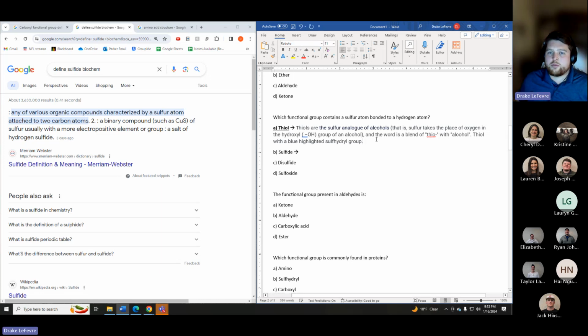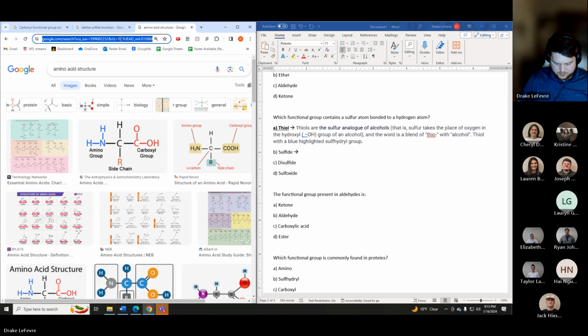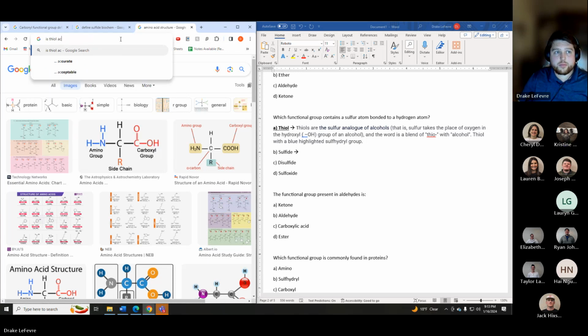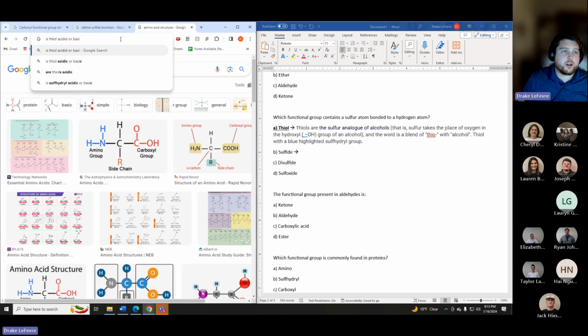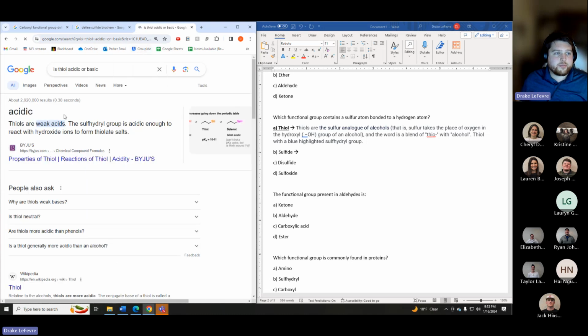Actually, jumping back one really quick second. So thiols, if we look at a thiol, it takes the place of an oxygen in the hydroxyl. Are we immediately going to assume a thiol is going to be acidic or basic? Acidic. Yep, and we always just double check and confirm.